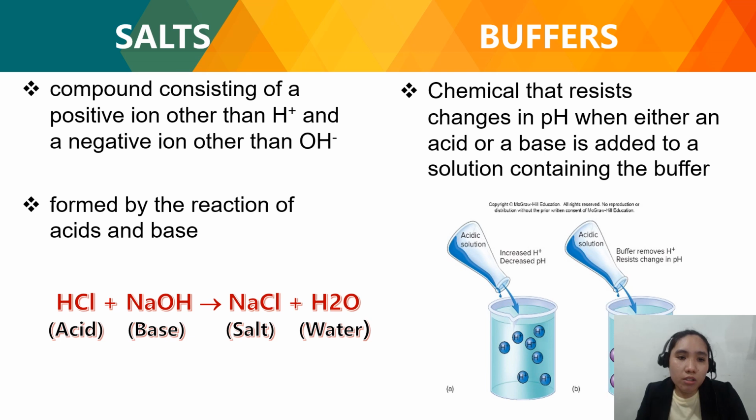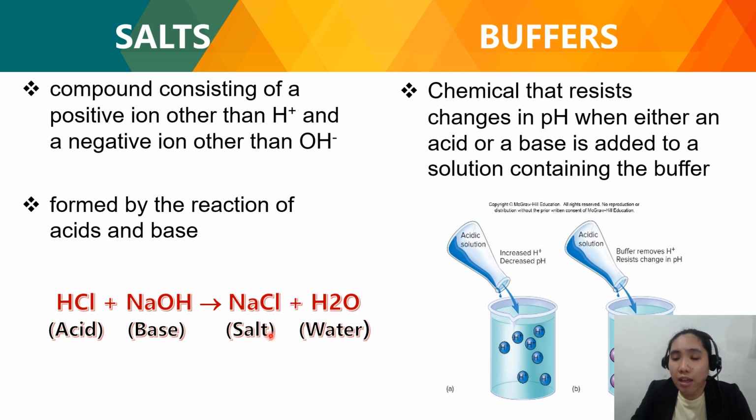So for the salts, it is a compound consisting of a positive ion other than hydrogen and a negative ion other than hydroxide. They are formed by the reaction of acids plus bases. For example, you have your acid, which is hydrochloric acid, plus sodium hydroxide, which is a base. It would result in salt, which is your sodium chloride, plus water. Okay. Next, you have your buffers.